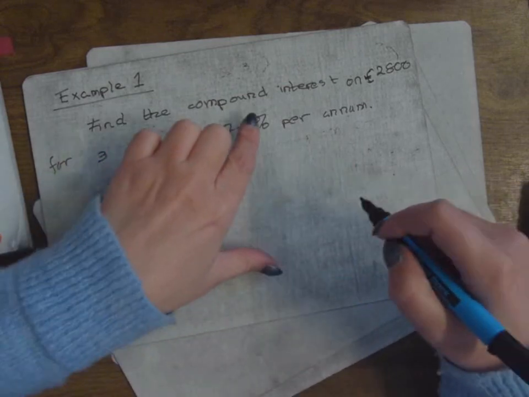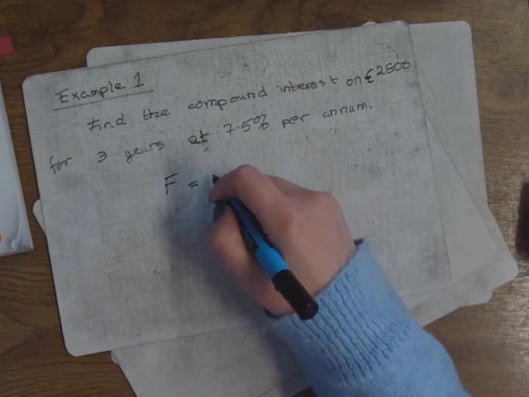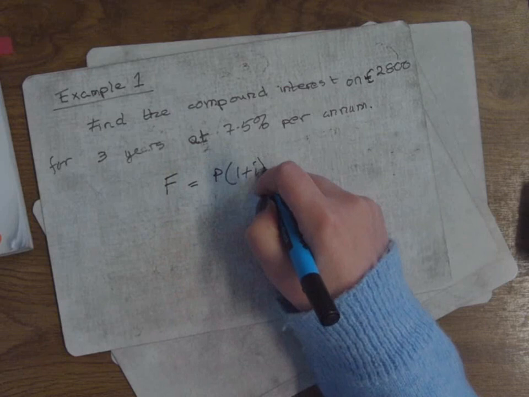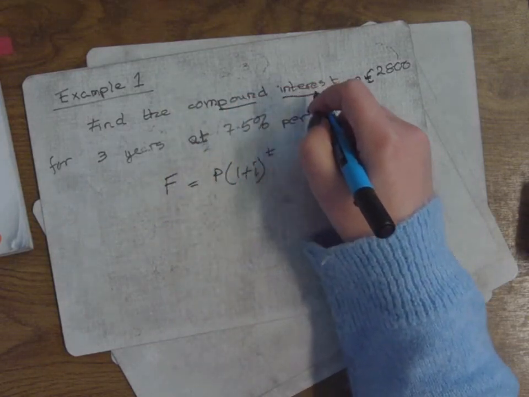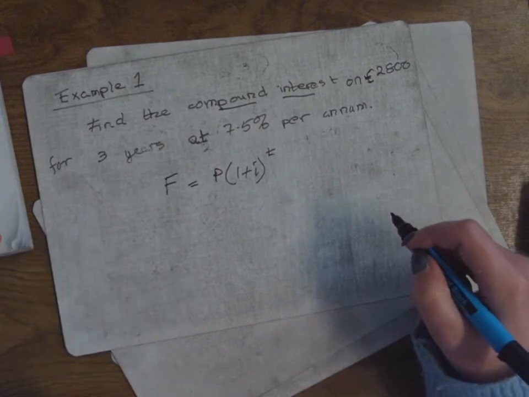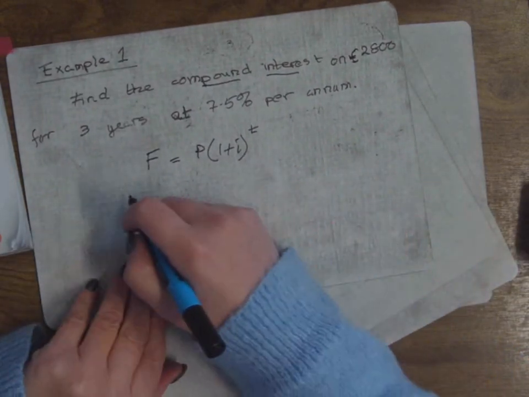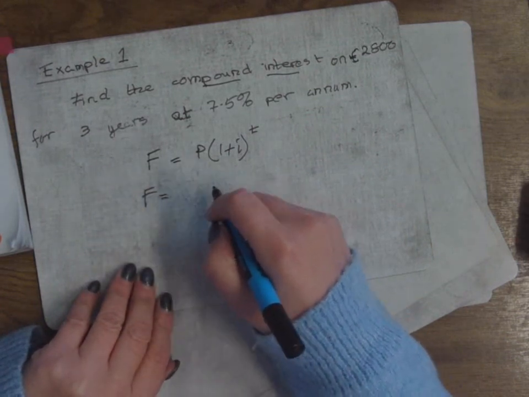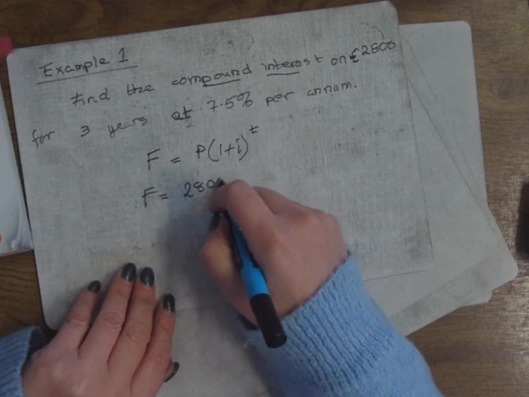I'm actually looking for the interest, but first I'm looking for how much is in the account now: the principal times 1 plus I, all to the power of T. So that's the formula. The minute you see those two words, compound interest, off you go to page 30 and write down that formula. The final amount is what's in the account now. The principal is what I put in to start with. So that was 2,800.